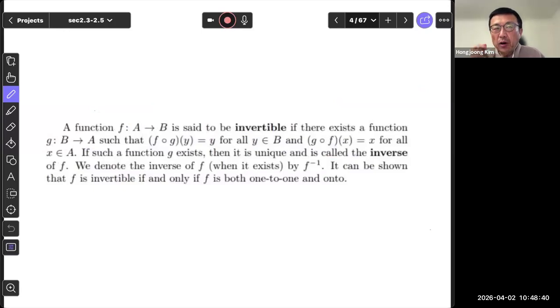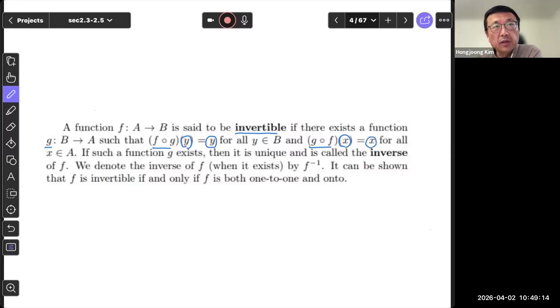We say a function f from A to B is invertible if there exists a function g from B to A such that the composite of f and g maps every vector y to itself, and also the composite of g and f maps any element to itself.